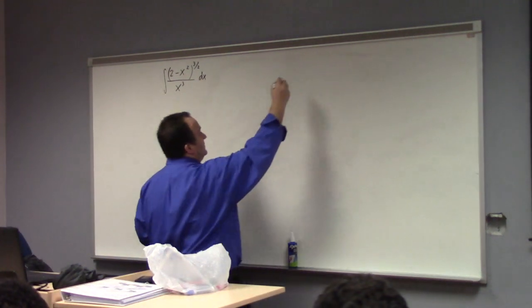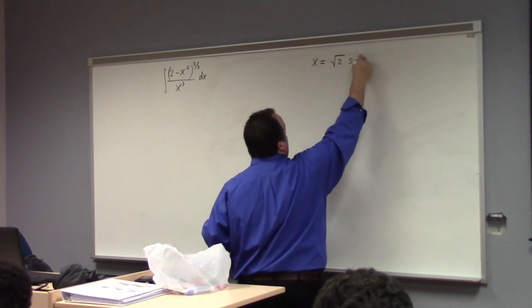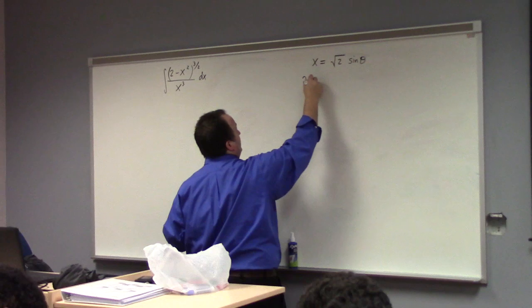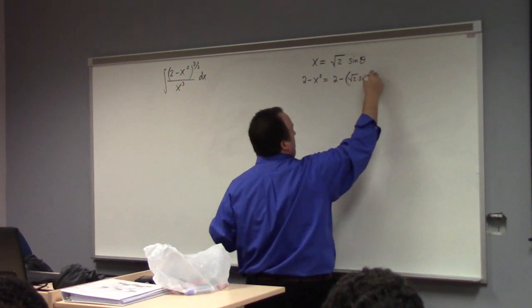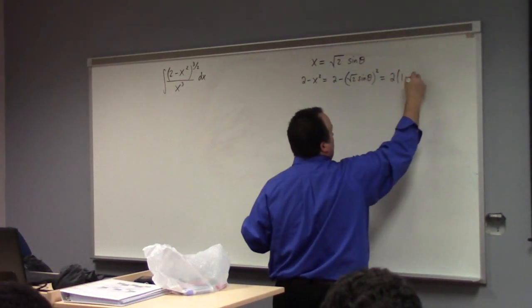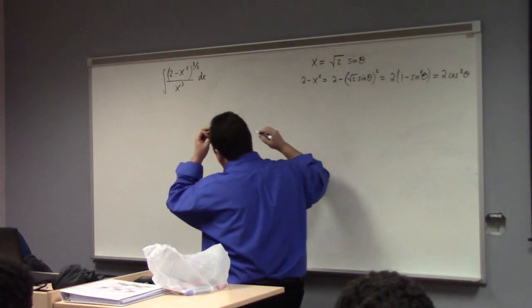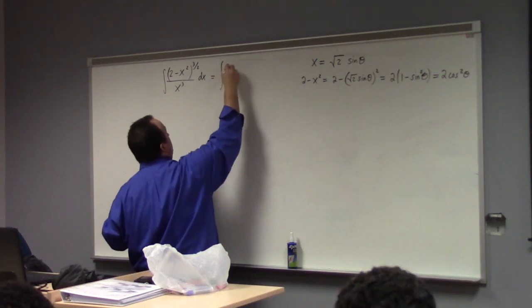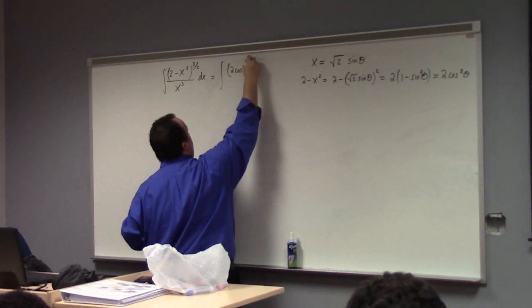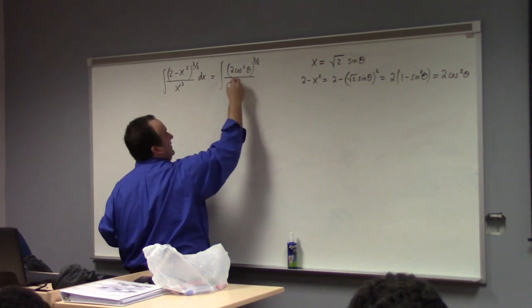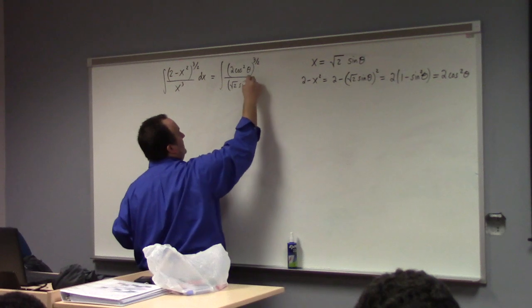So we let x equal square root of 2 sine theta. If we do that, then 2 minus x squared is what? 2 minus the square root of 2 sine theta squared, which is 2 times 1 minus sine squared theta, which is 2 cosine squared theta. So what we're looking at is the integral of 2 cosine squared theta to the 3/2 power divided by x cubed, which is the square root of 2 sine theta to the third power.